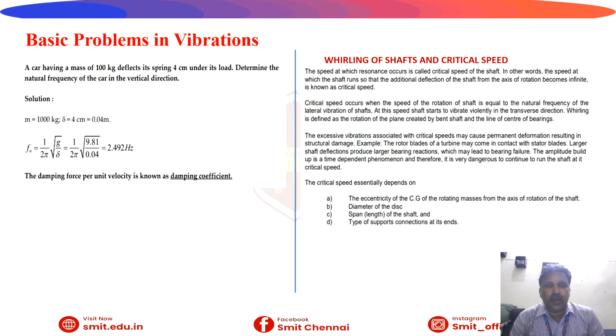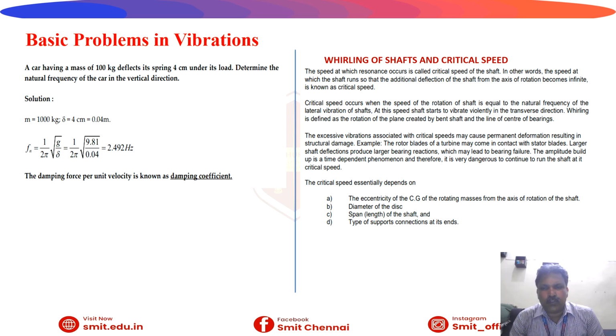A car having a mass of 1000 kg deflects its spring 4 cm under its load. Determine the natural frequency of the car in the vertical direction. So it is given mass is equal to 1000 kg, del equal to the deflection, 4 cm, converted into meter, that is 0.04 meter. The natural frequency fn equal to 1 by 2 pi root of g by del. Therefore 1 by 2 pi root of 9.81 by 0.04, you will get 2.492 hertz.